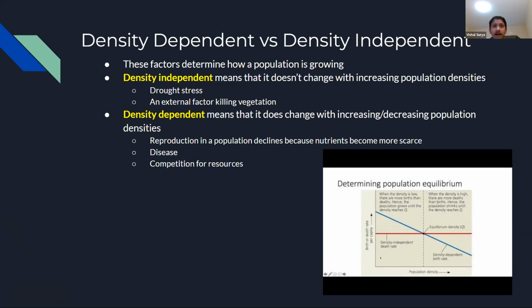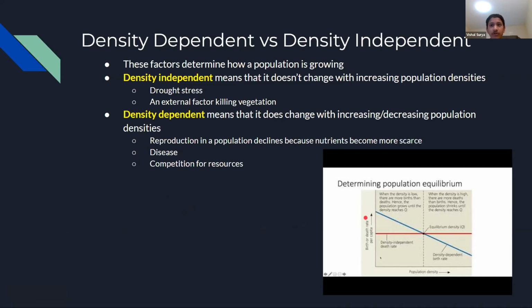And there are density dependent factors, which means that it does change with increasing or decreasing population. For example, disease. If we have a high number of people in a population, then disease is more likely to spread because population density increases disease spread. That's why in COVID-19 outbreaks, you saw a lot of the COVID outbreaks centered in areas with high population density, such as LA or New York, compared to the Midwest, where there aren't that many people. And then you have competition for resources, which is how with more people there, there's going to be more competition for smaller amounts of resources, which also describes the carrying capacity there.